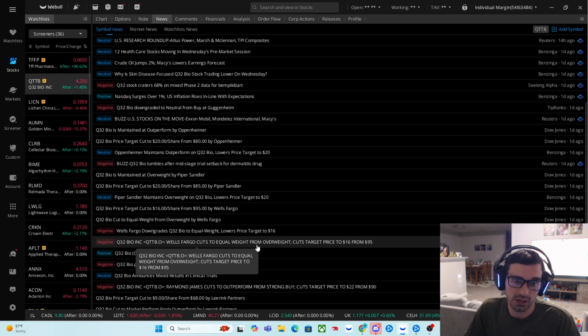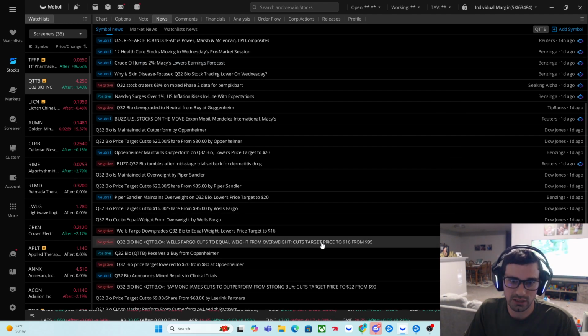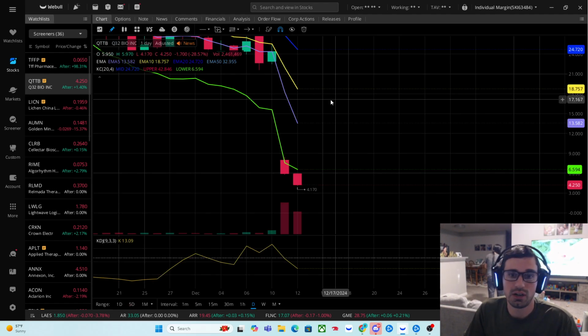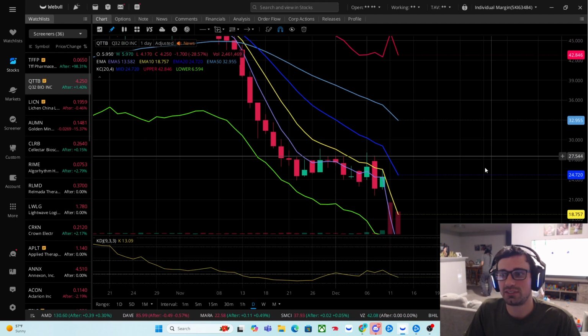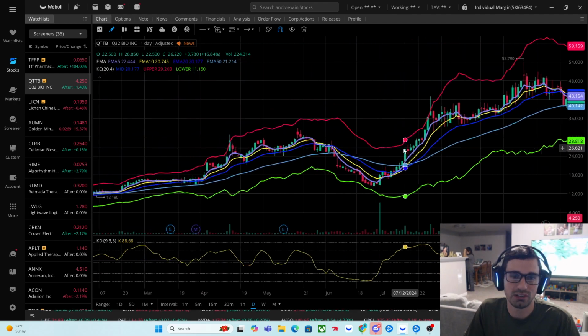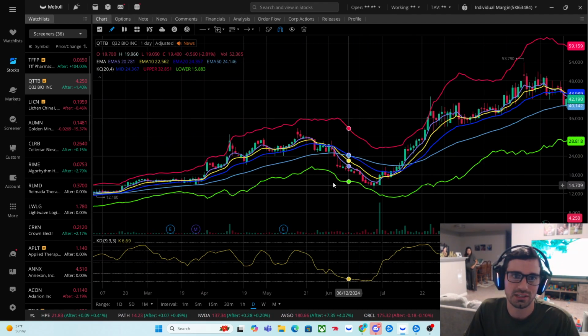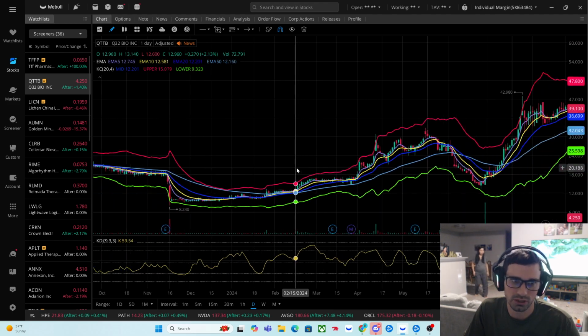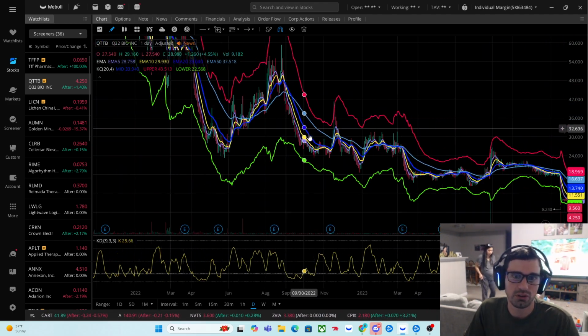Wells Fargo commented on this. They said equal weight, target price to 16 from 95. And that's the thing with biotechs, these things can change literally at any moment. But when I look at these things, it makes me wonder. Yeah, it had no volume before, and so these are literally really hard ones to trade.